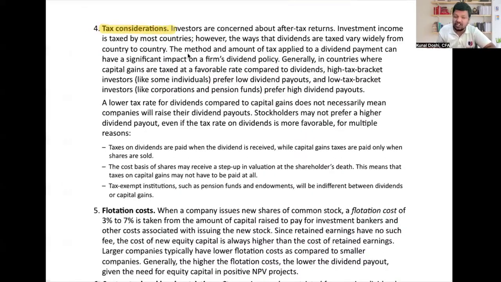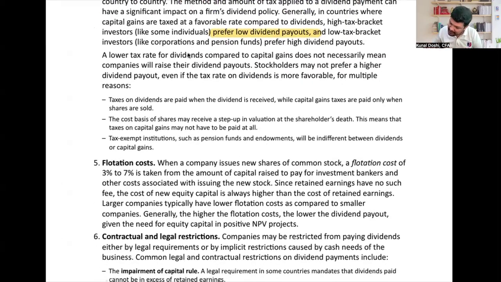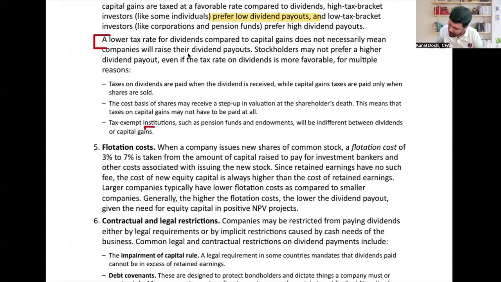One is tax consideration, which we've already discussed: like companies, investors are also concerned with after-tax returns, and in most countries, capital gains taxes are relatively lower compared to dividends, which are generally taxed at the respective tax rates. So in such cases, companies will not be willing to pay more dividends and charge their investors more taxes. Correct? But there is one very interesting discussion that they've done here, which I would like to highlight.